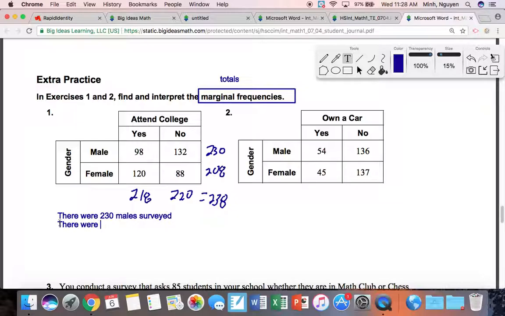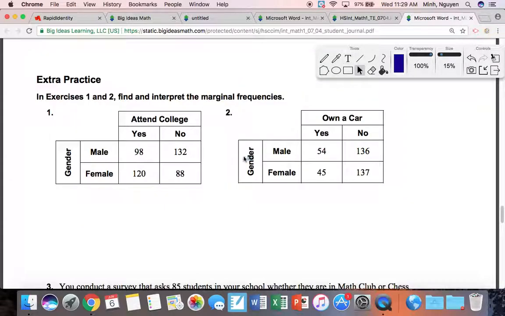There were 208 females surveyed. And then you would say out of the 208 people surveyed, attend college, and then 220 people surveyed do not attend college. This one is exactly the same except with this situation: own a car, yes; own a car, no; do not own a car, male and female. But you just have to add and interpret.